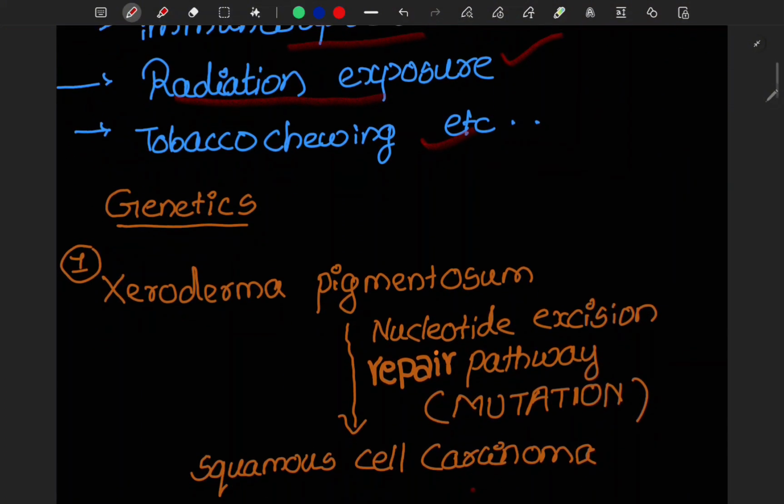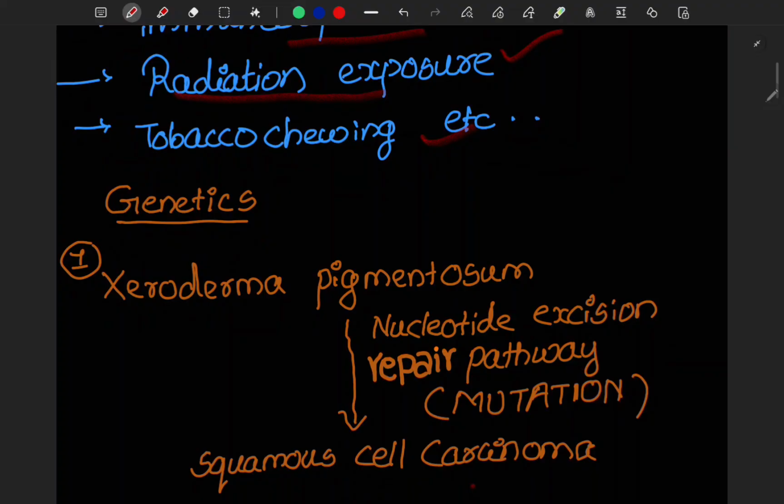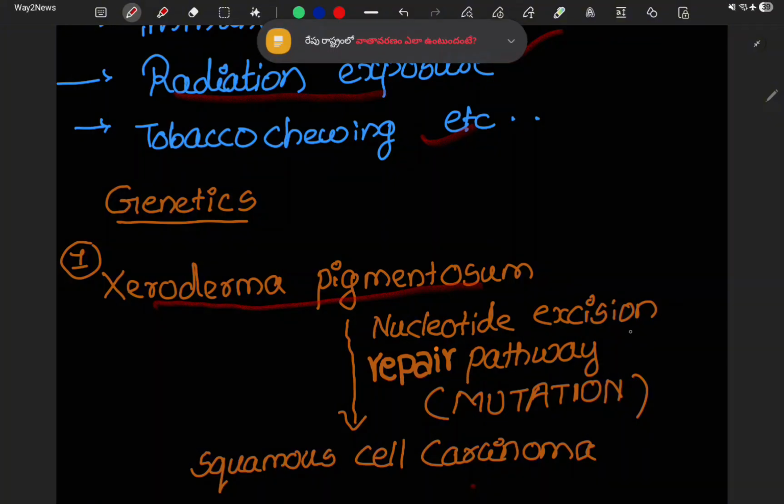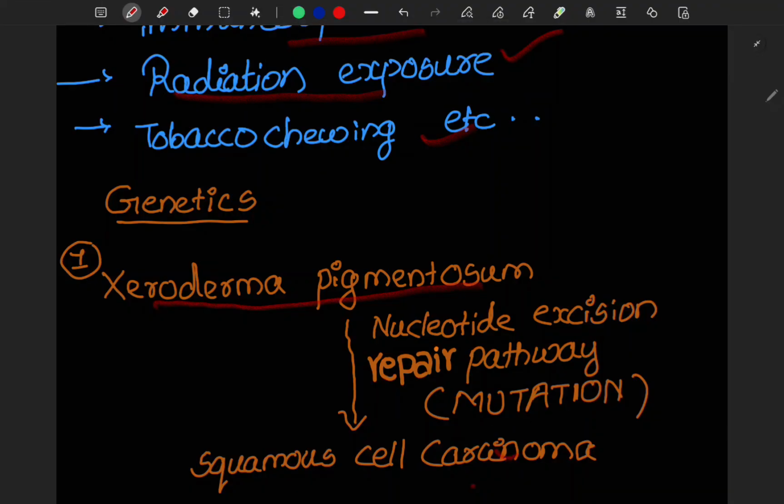So now let us discuss the genetics. Xeroderma pigmentosum is a skin condition with a mutation in the nucleotide excision repair pathway. When there is accumulation of nucleotide excision repair pathway mutations, it leads to squamous cell carcinoma.